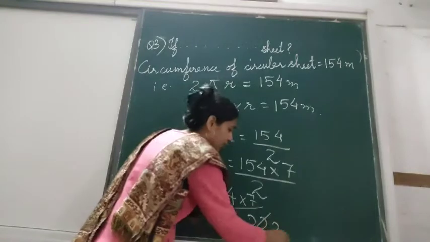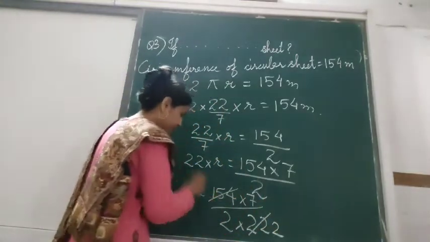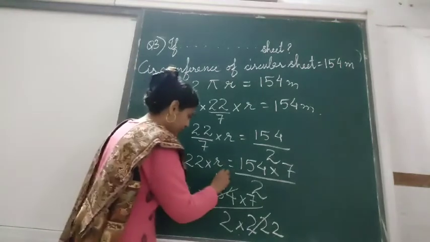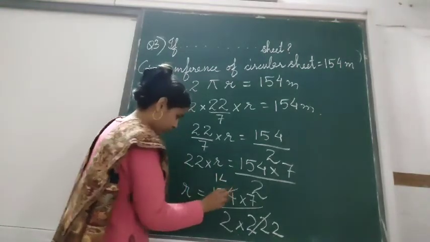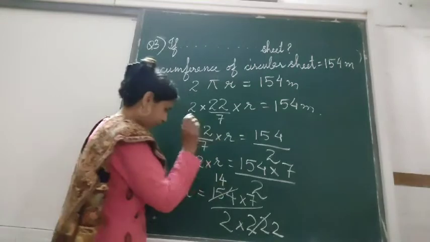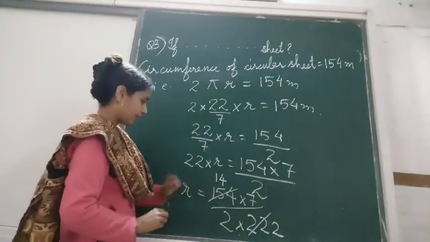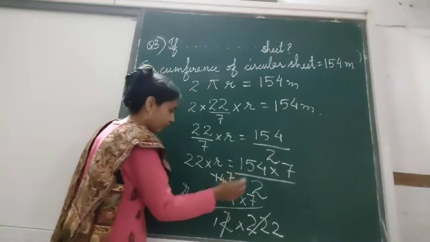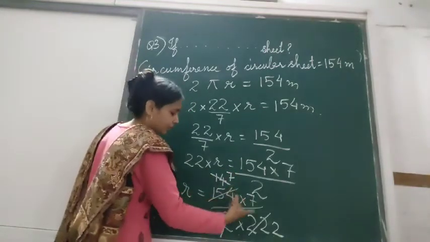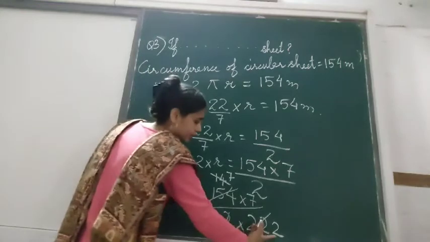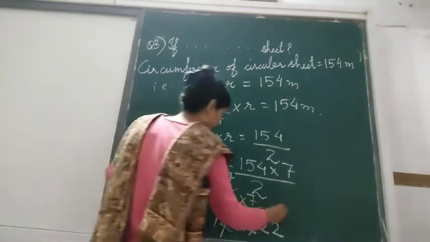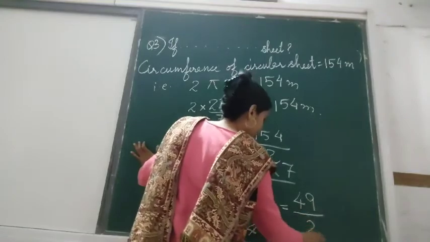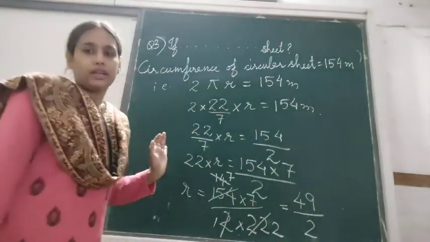11 2s are 22. 11 1s are 11. 11 4s are 44. Then 2 and 14 can be divided. 2 1s are 2. 2 7s are 14. Now what is left? 7 into 7, and here only 2 is left. 2 1s are 2. So we write that: 7 7s are 49 by 2. Now we divide 49 and 2.